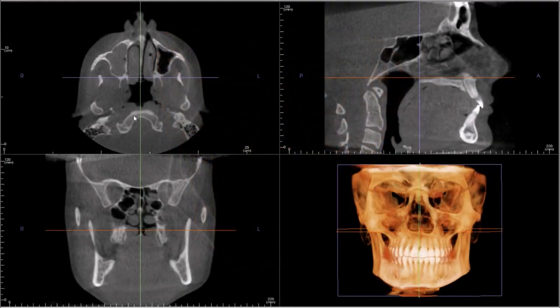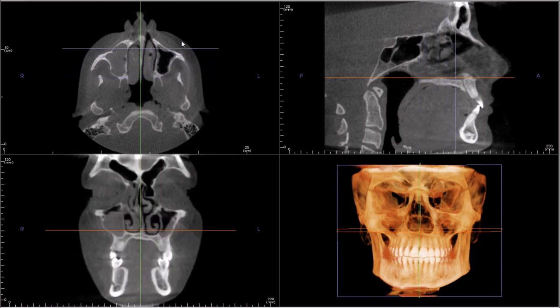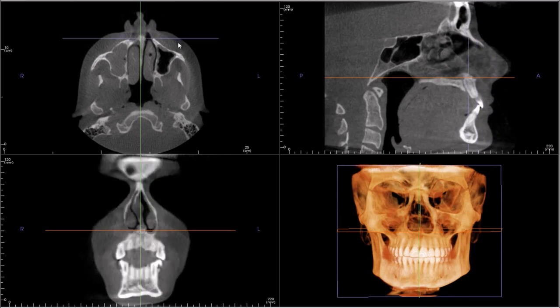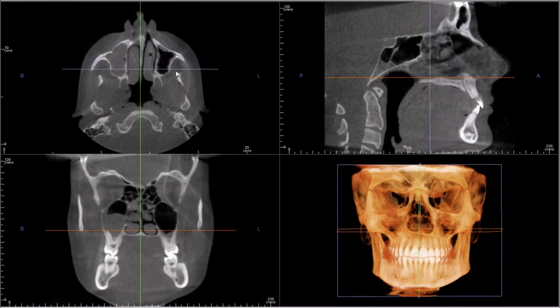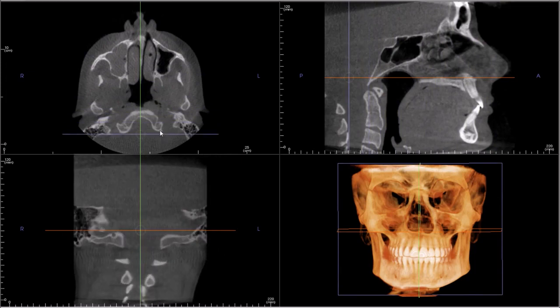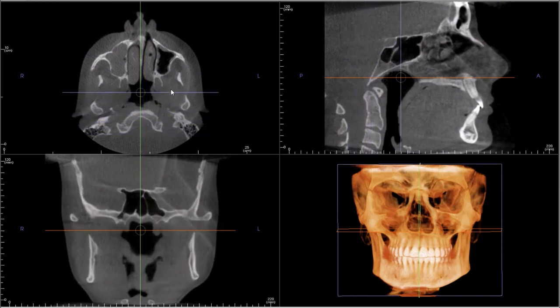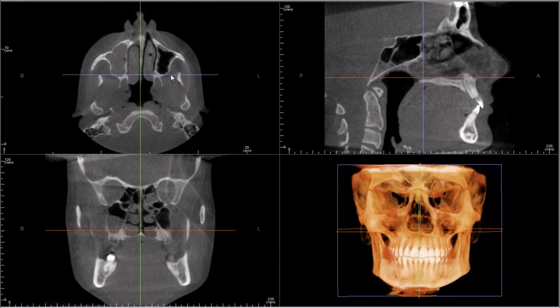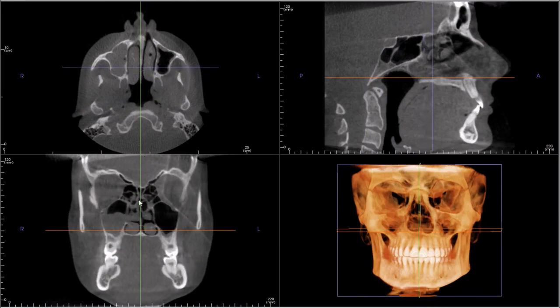All right, so now we're in the multiplanar reformat. And I'll just take you through. You can look at it, and you should notice right away something that really stands out, even if you're not that familiar with cone beam CT. Look at the two sides and see where it's not symmetrical. See that here in the maxillary sinus?